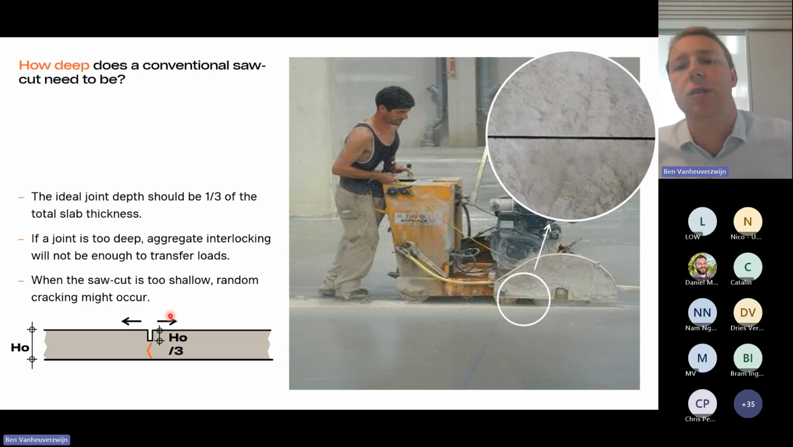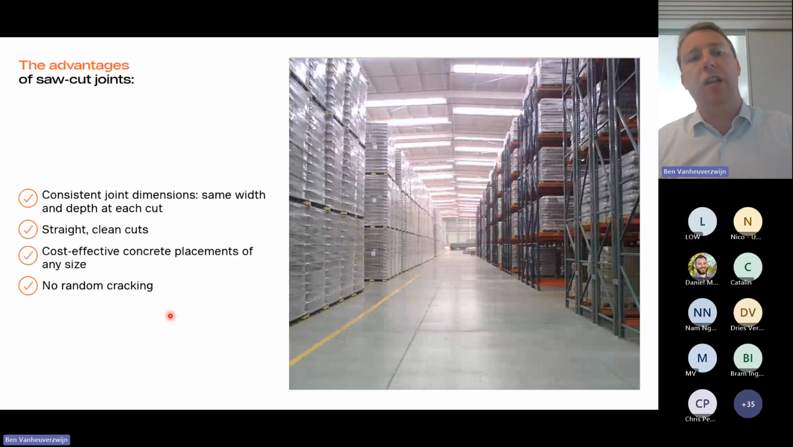Typically, in this kind of floor, we will have saw cuts every 5 by 5 or 6 by 6 meters. Typically, we do it on the column grid. So the advantage here is that it's very straightforward. It's very clean, cost effective, and it's very widely used. I think in almost every country in the world, this is standard practice.